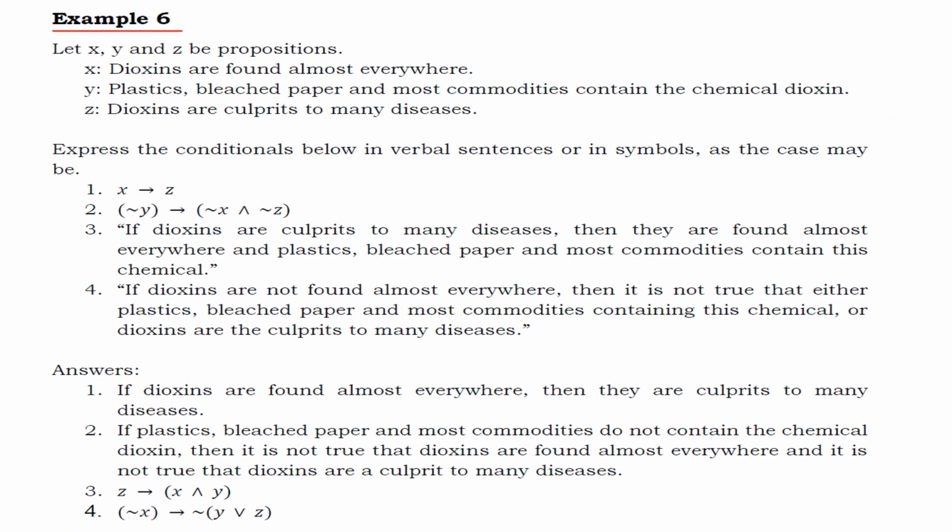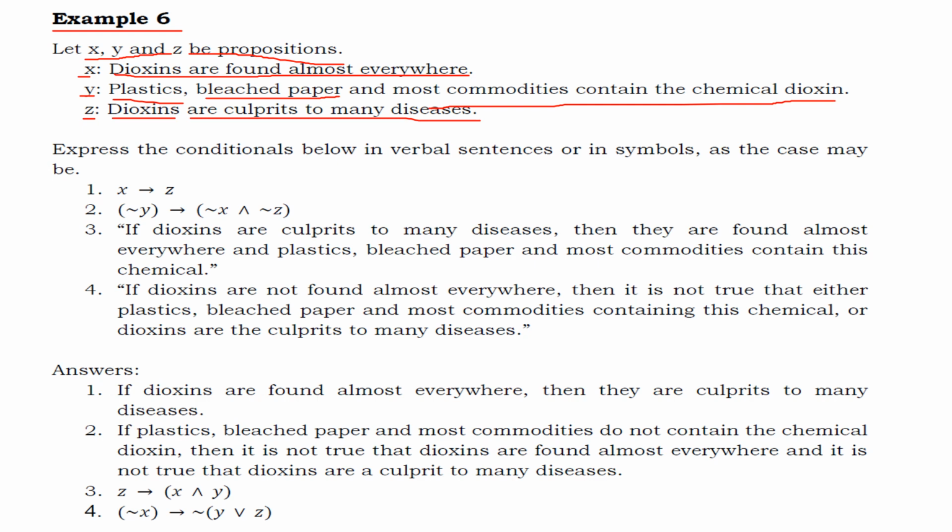So for example number 6, let X, Y, and Z be propositions. For proposition X, dioxins are found almost everywhere. For proposition Y, plastics, bleached paper, and most commodities contain the chemical dioxin. And for proposition Z, dioxins are culprits to many diseases. So that's how we deal with these X, Y, and Z propositions.